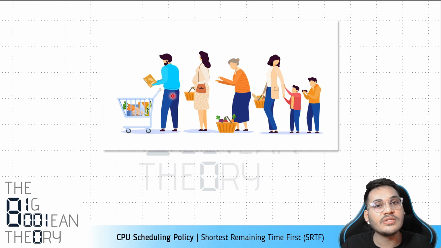There are other policies which try to address this, as this is basically extreme behavior, right? On one end we have the convoy effect, on the other extreme we have starvation. So there are policies which try to make the best of both, favoring shorter jobs but also ensuring that the longer jobs do not starve, right? So this was about SRTF.